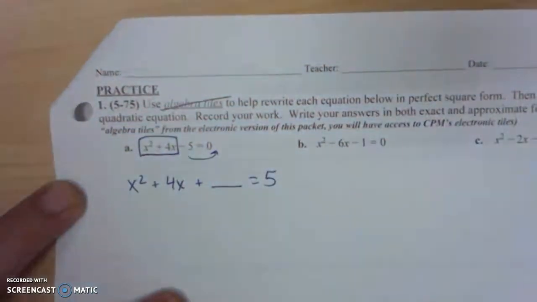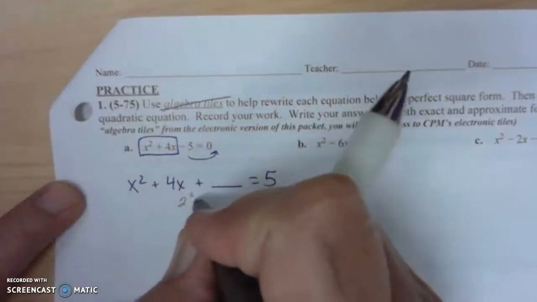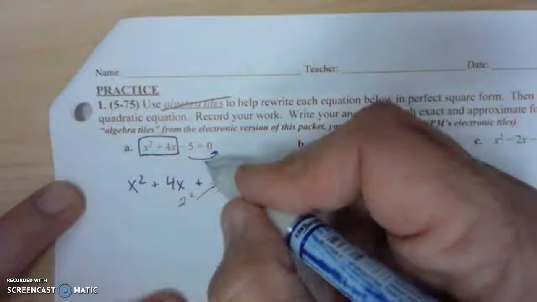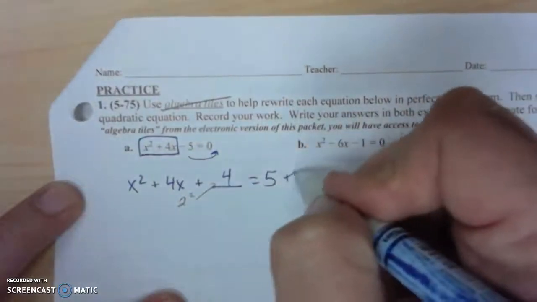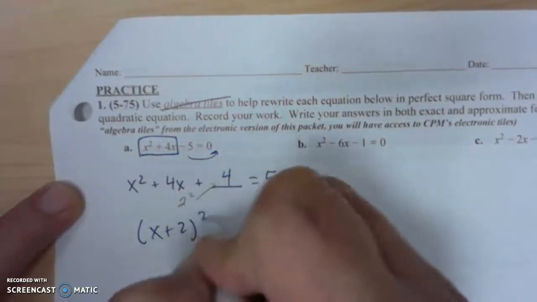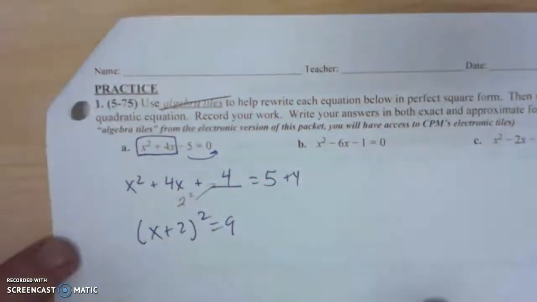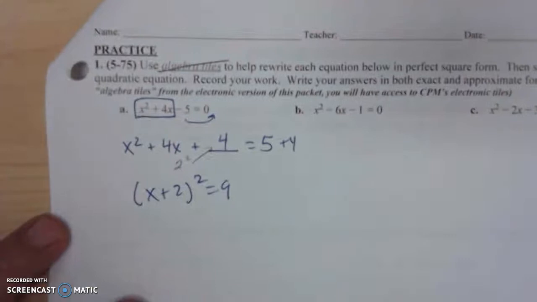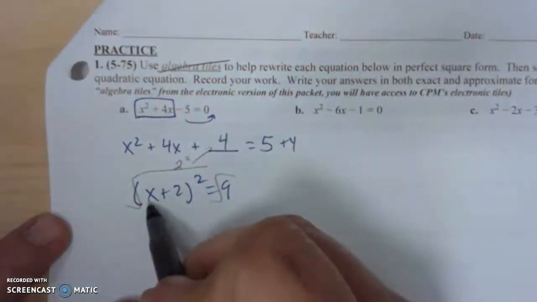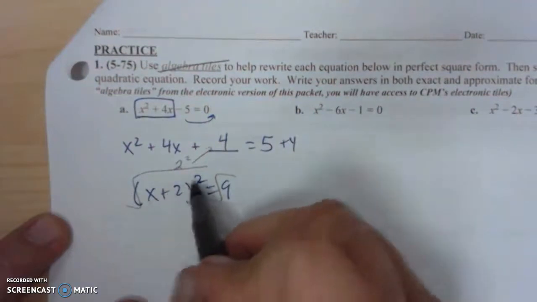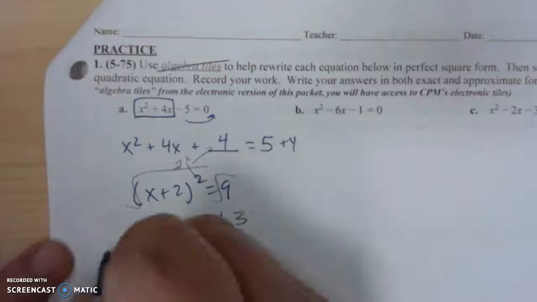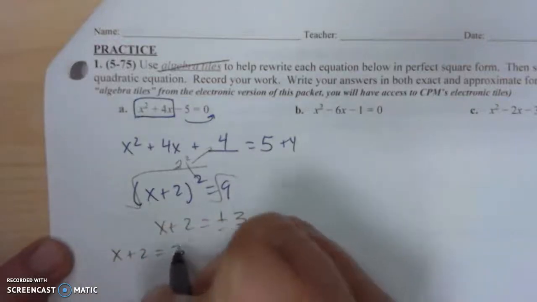All right, what is half of 4? Half of 4 is 2, and we're going to square that. And it's going to go here. Because there's an equal sign, if I add 4 to the left side, I have to add 4 to the other side. And then I'm going to get x plus 2 squared equals 9. See how this is kind of starting to look like what we did in the past? Now I can actually solve this. The square root of something squared cancels out. I get x plus 2 equals positive and negative 3. So x plus 2 equals 3.